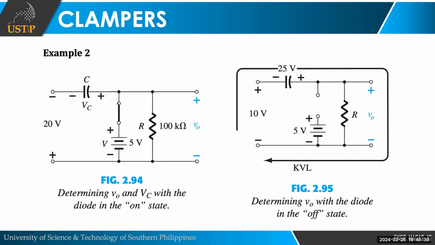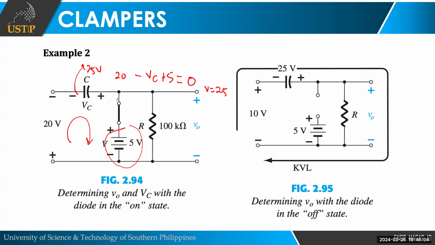Naka-on man na imong diode, so naka-close circuit siya. Therefore, we can analyze the value of our VC. If we apply KVL, that will be 20 minus VC plus 5. So VC is just equal to 0. So VC simply is equal to 25 volts. Diba class? 20 plus 5, transpose. So therefore, ang ma-hold nga voltage is up to 25 volts.